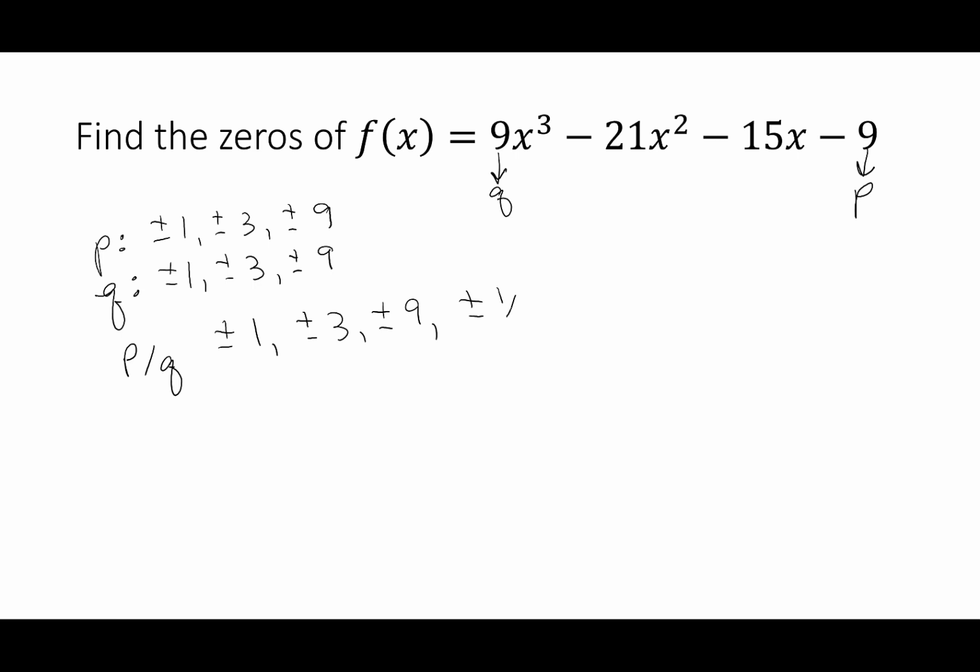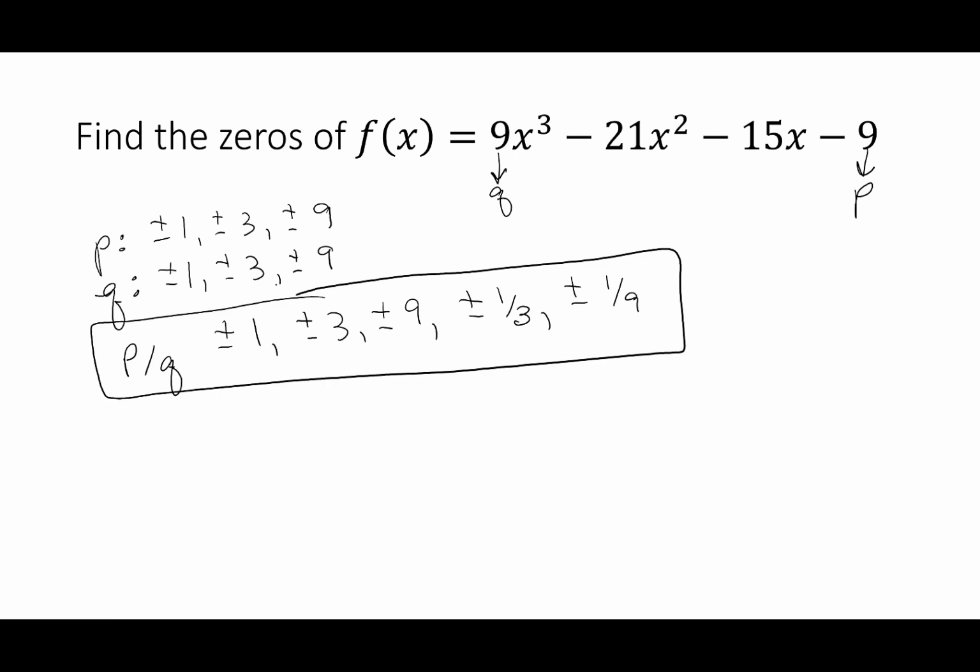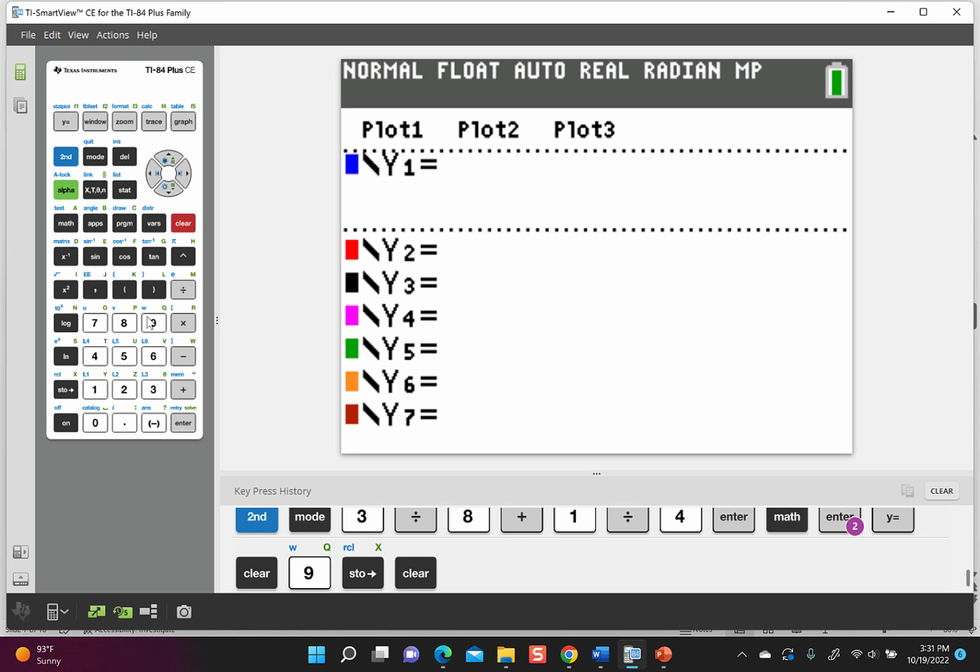plus or minus 1 over 3. Remember, 3 over 3 is 1. I don't need to use it. 9 over 3 is 3. I already have it. Don't need to say it again. Let's divide by 9. I have plus or minus 1 over 9. If I do 3 over 9, I get 1/3. If I do 9 over 9, I just get 1. So these are all of the numbers I want to plug into f of x to see if I have any rational zeros. So let's put that into the TI calculator.